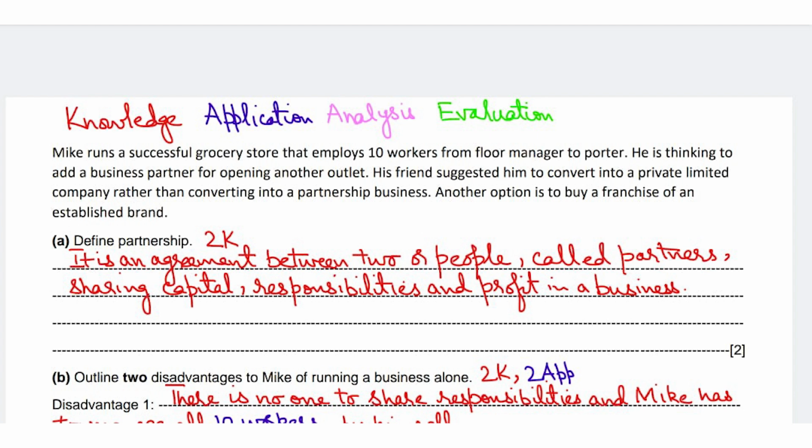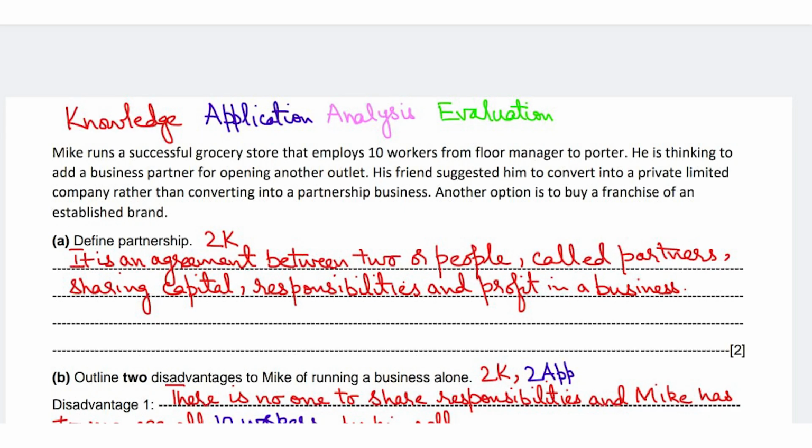Okay, another way to remember what should be part of application, you can underline important information in the information which is given to you at the start. So you can underline 10 workers, you can underline floor manager, porter, grocery store, because it will hint you what is the nature of the business or what is part of the business, so that you can use that context in your answer as application.